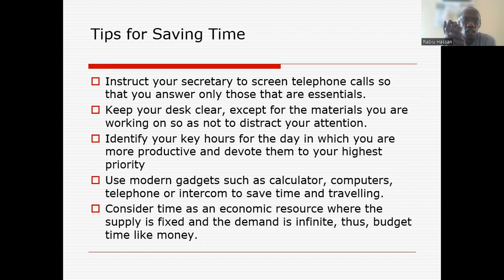And then use modern gadgets such as calculator, computers, telephone, or intercom to save time and travel. You don't have to be going all over the place to make business contact, to buy raw material and all this. Telephone is very important. That's the essence of it, so that you focus your attention and energy on the most important things. And then consider time as economic resource where the supply is fixed and the demand is infinite. Therefore, budget time like money.